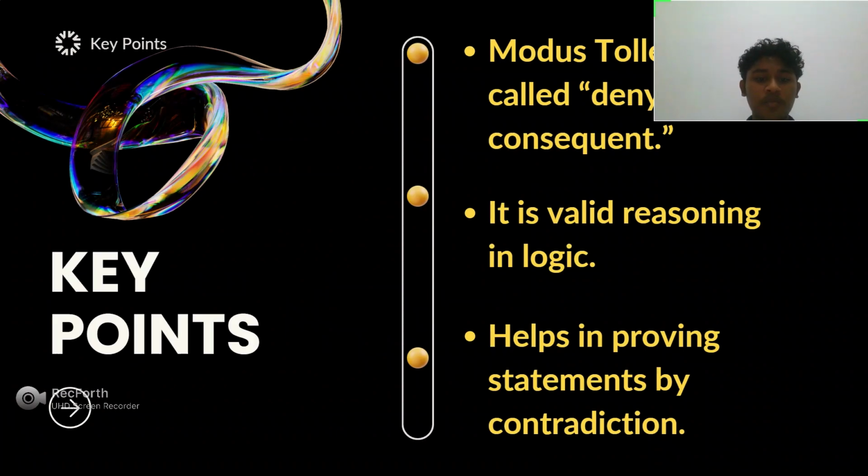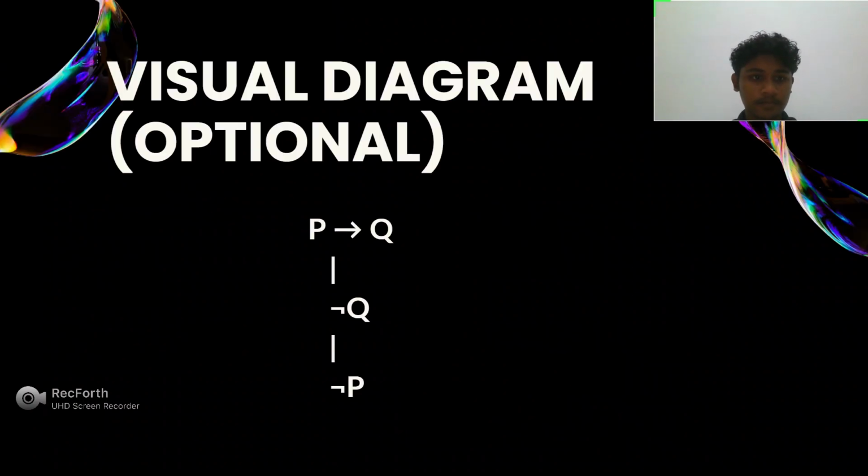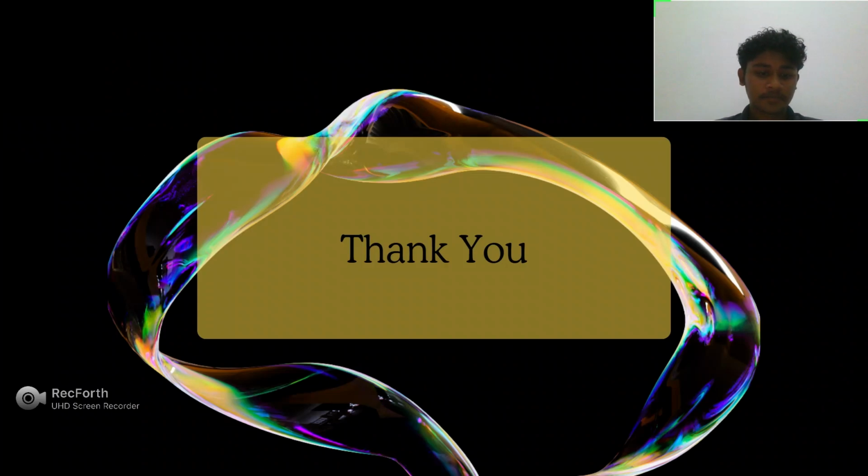So, to summarize, modus tollens is used to prove statements by contradiction. It's a valid and logical way of reasoning. And remember, modus tollens means denying the consequent, which means we deny the second part of the statement to conclude something about the first part. So that's all about modus tollens. It's a simple but powerful tool in logic, mathematics and reasoning. Thank you for watching this explanation.